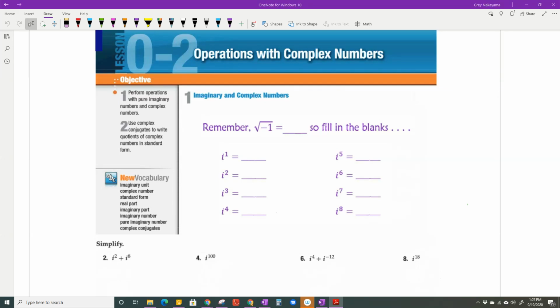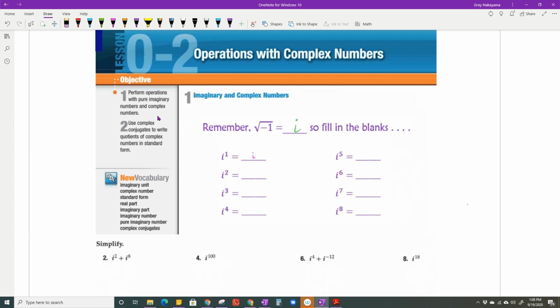Okay, today's lesson is 0.2a, operations with complex numbers, and we're going to concentrate on performing operations with pure imaginary numbers and complex numbers. Okay, so remember from Algebra 2, you learned that the square root of -1 was equal to i. So we're going to see what kind of pattern develops when we raise i to different powers.